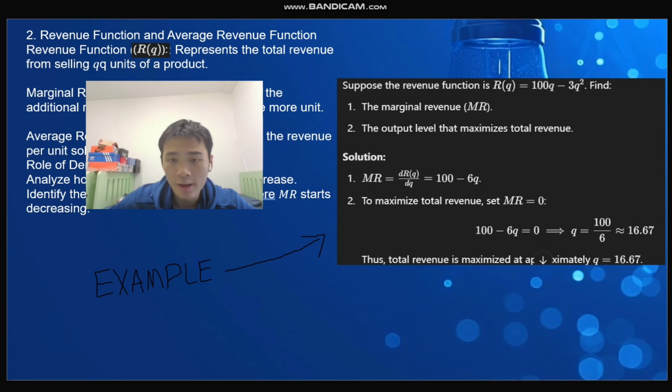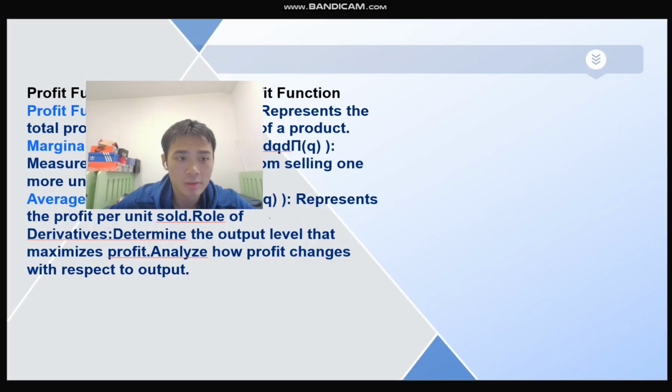We can get that MR equals dR(Q) over dQ, which equals 100 plus negative 6Q. And then to maximize total revenue, we set MR equals 0. And then when MR equals 0, we get Q equals 100 over 6, which is 16.67. Thus, total revenue is maximized at approximately Q equals 16.67. So let's go into the next part.